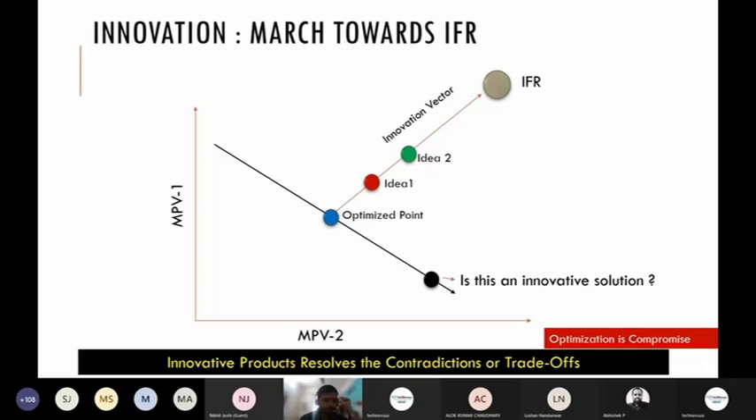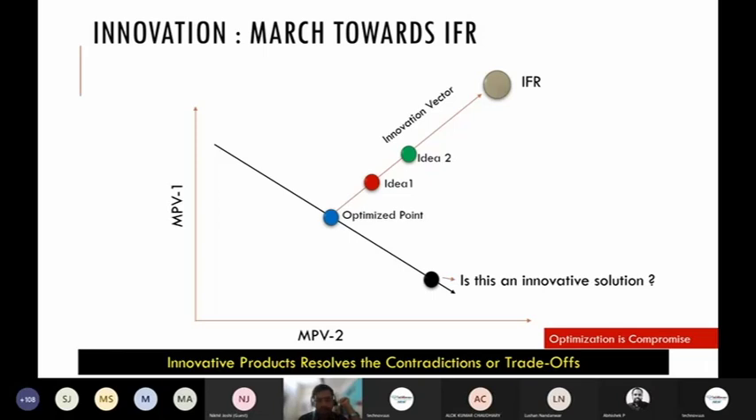Now another point, optimization is compromise. If somebody says I've done optimization, that's fine. It is needed, at least to come to the baseline. And if your customer is happy with the baseline and optimized point, excellent, no problem. You can be happy if your customers are happy. No worries.